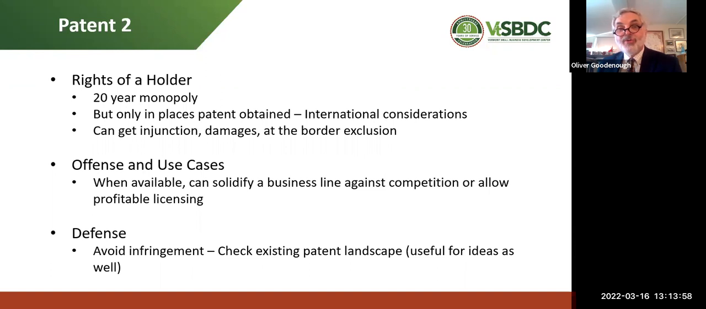Unless you're Coca-Cola or some other, well, Coca-Cola doesn't patent, but General Motors or General Electric, or you're patenting wildly, they will do a lot of countries, but basically you need to figure out your strategy and what you can afford and where coverage is important. Again, rights of the holder: injunction, damages, border exclusion, all of our normal good list. When we're using this on offense, it can help greatly solidify a business line against competition and allow profitable licensing. It's cool.